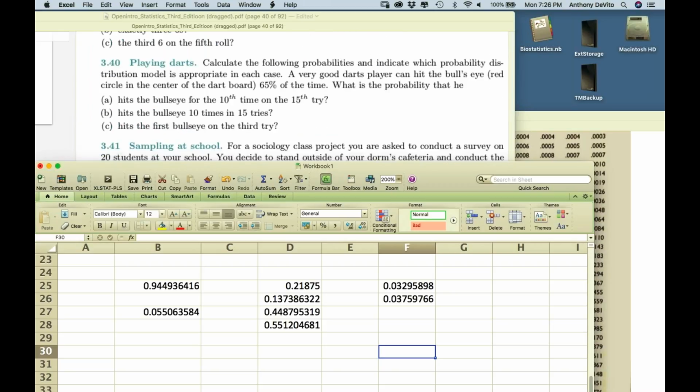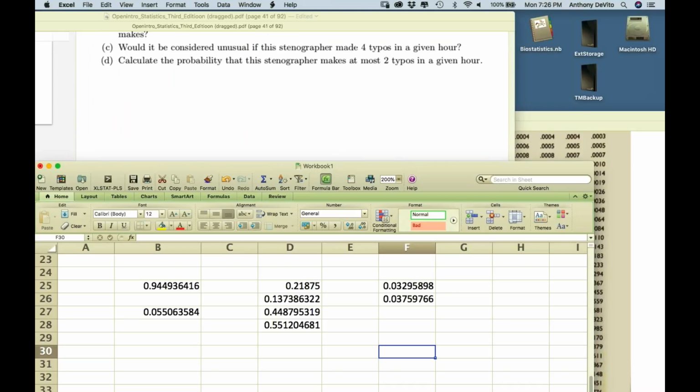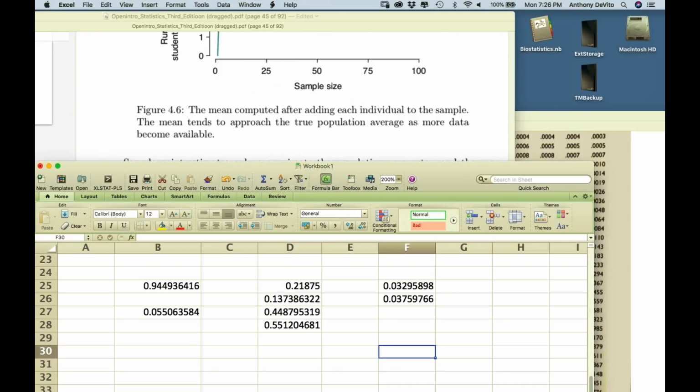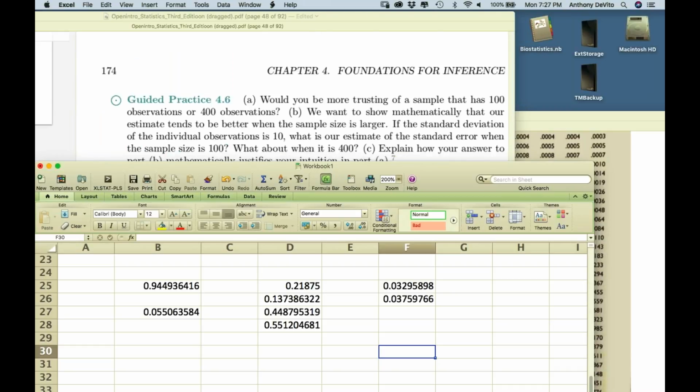Okay, I want to talk about central limit theorem. So we're going to go up to the next chapter, Chapter 4, and look at some of the problems in there.